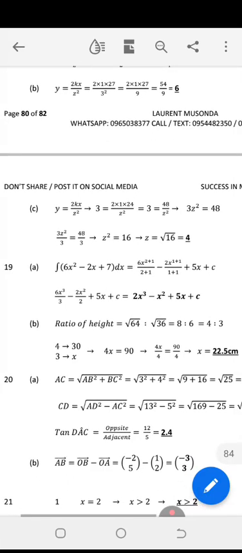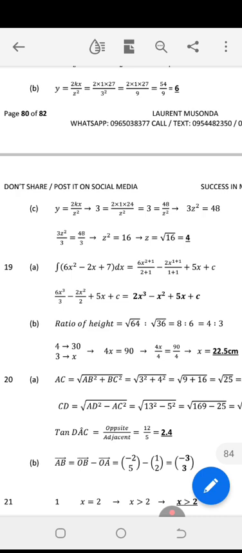Then question number 19, this is calculus integration. Remember the formula for integration? You add 1 to the power, and then the same power becomes the denominator. So that will be 6x to the power 2 plus 1 over 2 plus 1. And the final answer will be 6x to the power 3 over 3 minus 2x to the power 2 over 2 plus 5x plus c. You can divide 6 by 3 and 2 by 2, so that the numbers are reduced.